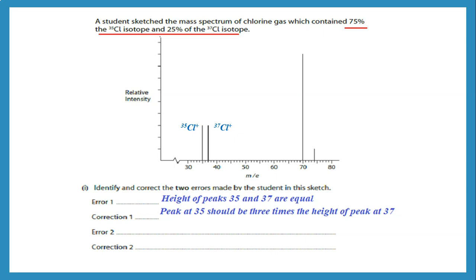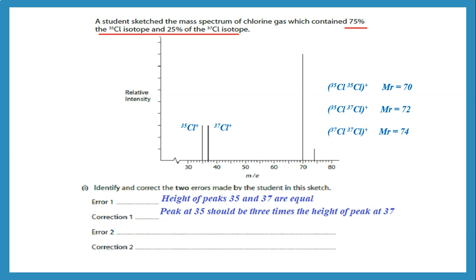Now, what is the other mistake that he did? Remember that we're saying we have 2 isotopes of chlorine. That means the chlorine molecule that has 2 chlorines, both of them could either be 35 or both of them 37, or one of them 35 and the other 37.